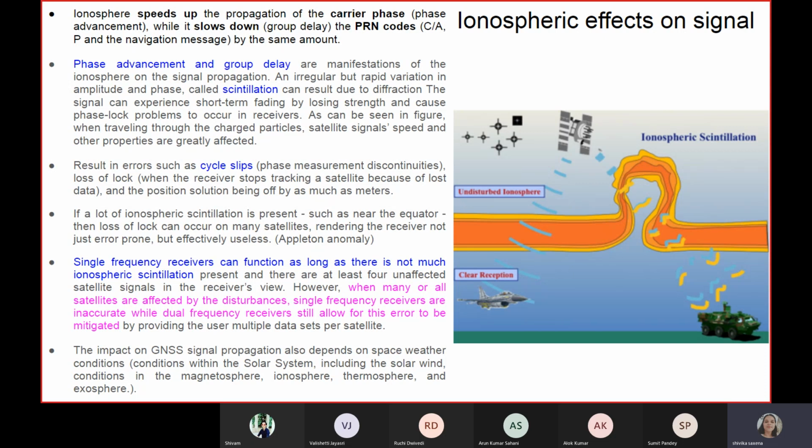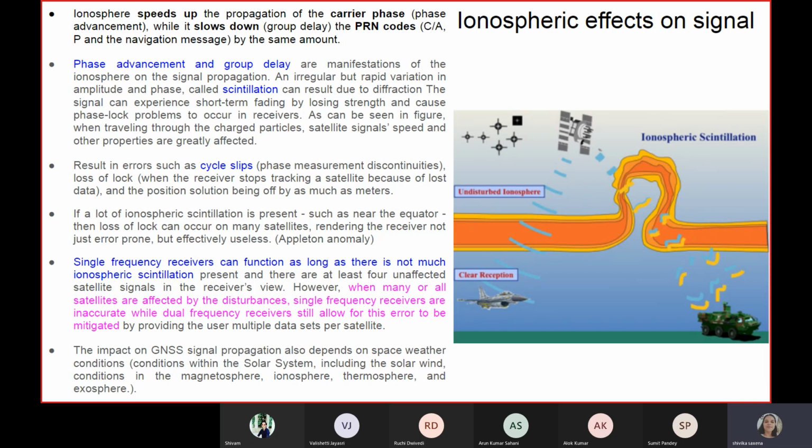So what is the general effect on the propagation? It speeds up the carrier phase. So we have two observables. One is pseudo range, another is carrier phase. Pseudo range is understood using the PRN codes, C/A code and P code, as well as the navigation message. Ionosphere speeds up the carrier phase measurement while it slows down the PRN codes of the GPS signal. We will see in further slides what phase advancement and group delay are.